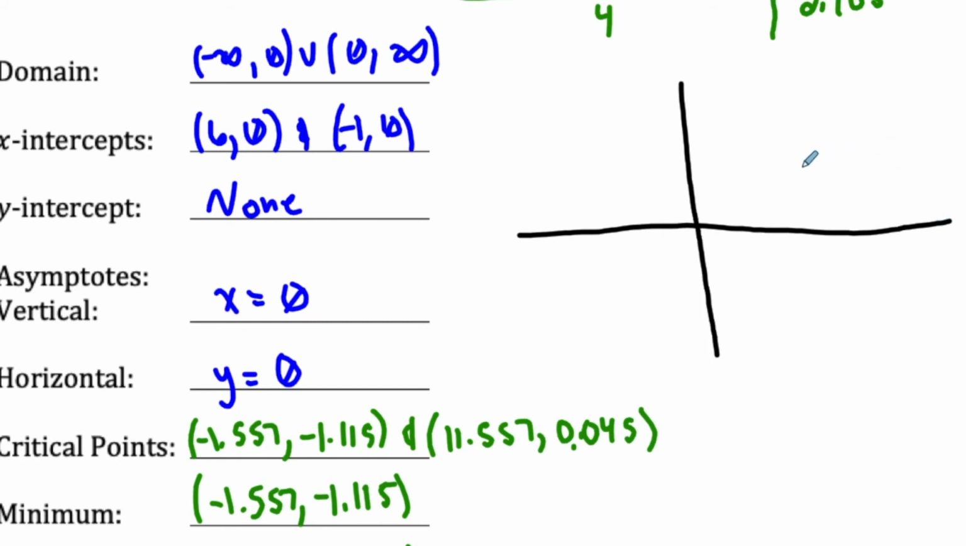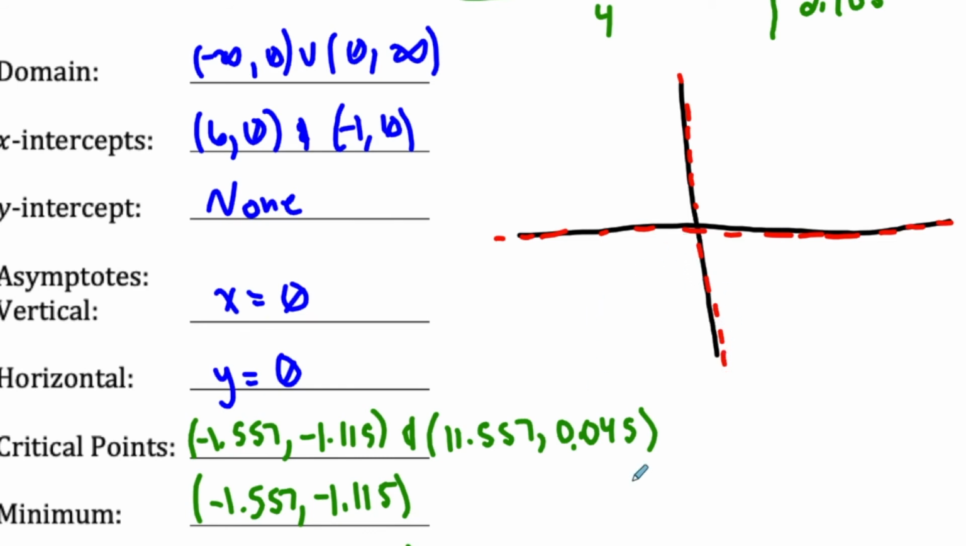Okay, so my graph will be in blue, and I'm going to put my asymptotes in red. So we have a horizontal asymptote at 0, which, remember, your graph can cross through horizontal asymptotes, it just cannot cross over vertical asymptotes. So we have a vertical asymptote also at x equals 0.